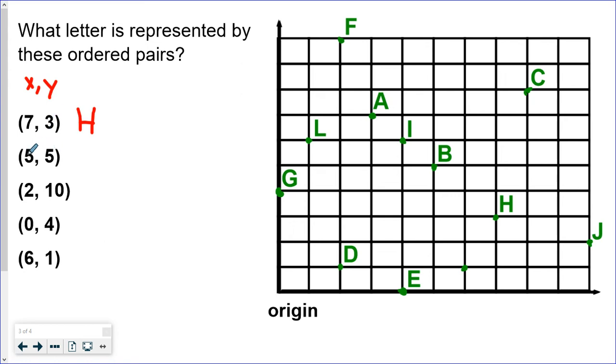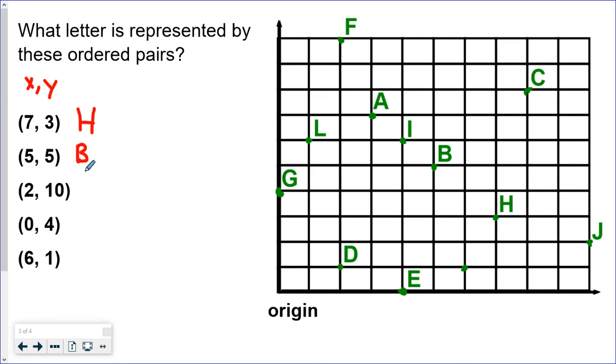We have a 5, 5. Well, this one's kind of nice because both of them are 5. So the first number means we're going to start at the origin, and we're going to go sideways 5 spots. 1, 2, 3, 4, 5. And now the second number is a positive 5, so I'm going to go up 5 spaces. 1, 2, 3, 4, 5. And so we notice that this ordered pair is represented by the letter B. So I'm going to put a letter B here.